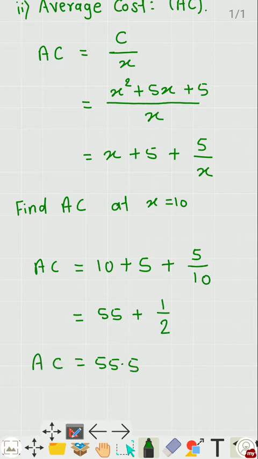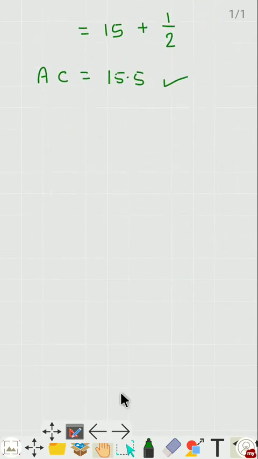Sorry, it is not 55, it must be 15, and with the one half, 15.5. So the average cost is 15.5. Now let us go to the next. Third is to find out the marginal cost.